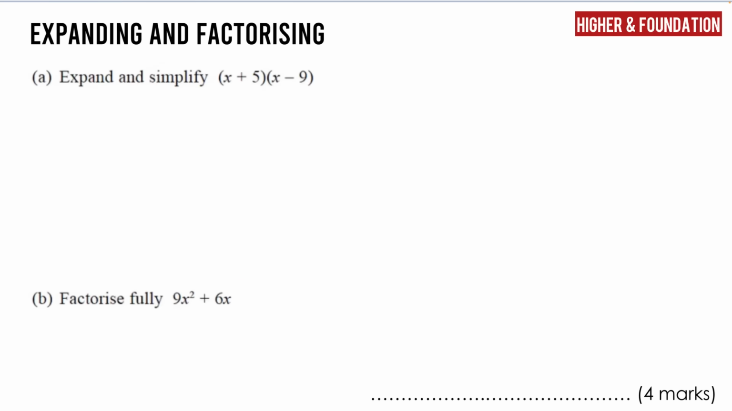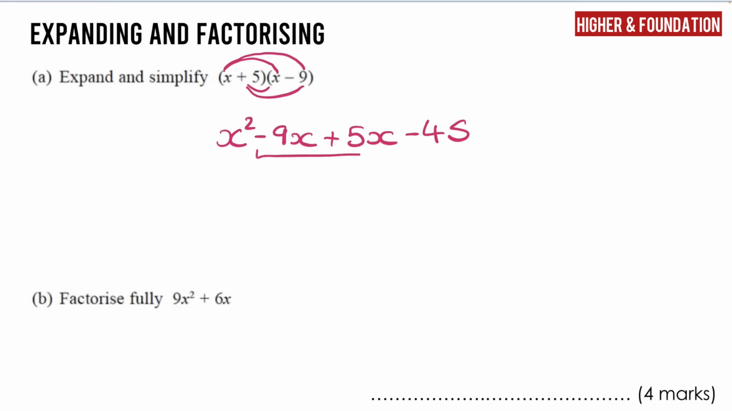Expanding and factorising is a key topic that appears in lots of different places. So here I'm going to use this method where I times them both by x, and that gives me x squared minus 9x, and then times them both by the 5. So that gives me plus 5x minus 45, just watch out for your symbols there, and then simplifying the middle two, negative 9 add 5 is negative 4, so minus 4x minus 45.